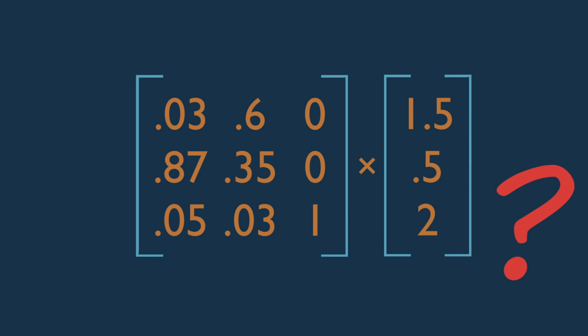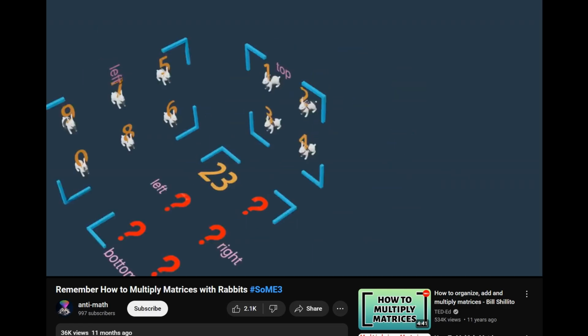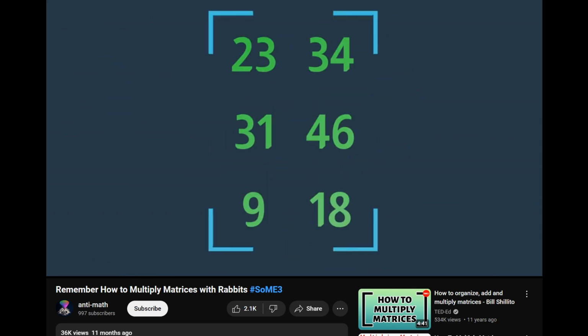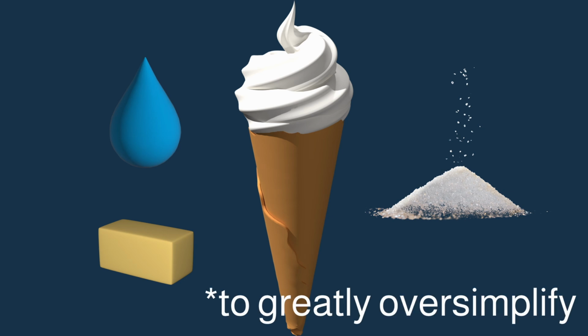What's the point of matrix multiplication? Well, we're going to use it to make ice cream. In a previous video, I explained matrix multiplication is like a collapsing building full of rabbits. But now, let's use it to make ice cream. What's ice cream? Well, it's basically fat, water, and sugar, to greatly oversimplify.